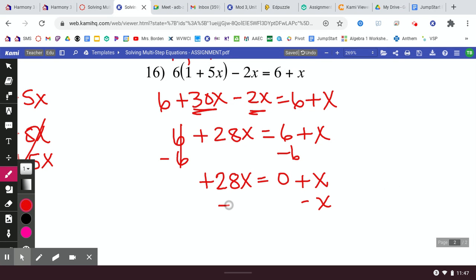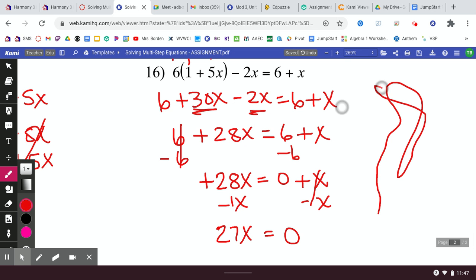Good, so minus x and minus x. And remember, that's really minus 1x. We just, mathematicians are lazy. All right, how many x's does that leave us on the left? 28 minus 1. What's 28 minus 1? There you go, 27x. Now what? Keep going, we're almost done.